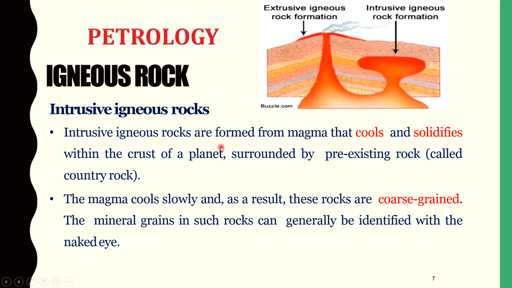Intrusive igneous rocks are formed from magma that cools and solidifies within the crust, surrounded by pre-existing rocks called country rocks. So these rocks are known as the country rocks. If the magma or lava solidifies below these rocks, meaning it doesn't come out but solidifies below this rock only, that solidification of magma or lava is known as an intrusive rock.